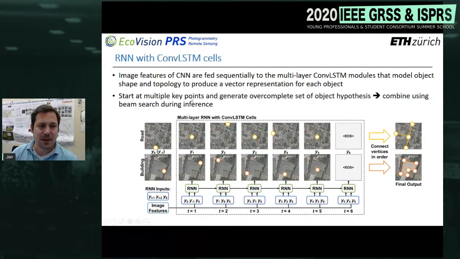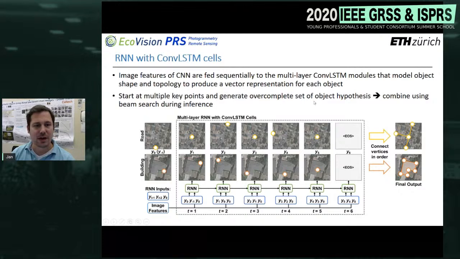We start at multiple key points. Because then the question is, okay, at the building here, where to start? Sometimes it might happen that wrong nodes are connected that go through the building and so on. So our basically engineering hack to deal with wrong connections was that we start at multiple different key points at the same object. So this one, this one, this one, and so on, the same for roads.